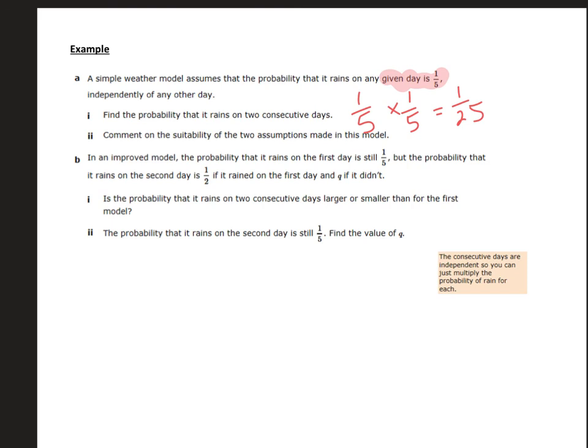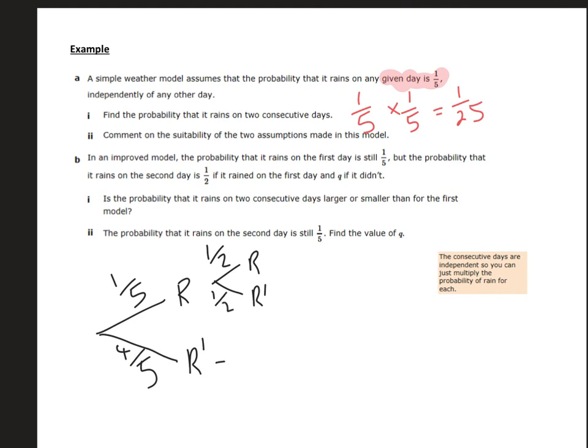Well, let's have a go at drawing a tree for this one. So on the first day, let's say rain and not rain. So rain is 1/5, not rain is 4/5. And the second day, rain and not rain. Well, if it's rained, the probability it rains on the second day is 1/2. So the probability it doesn't rain is 1/2. And it was Q and not Q, so 1 minus Q. Yeah, what's the probability it rains on 2 consecutive days? So that's 1/5 times 1/2, which is 1/10, which is bigger than 1/25. So it's more likely to rain on 2 consecutive days.